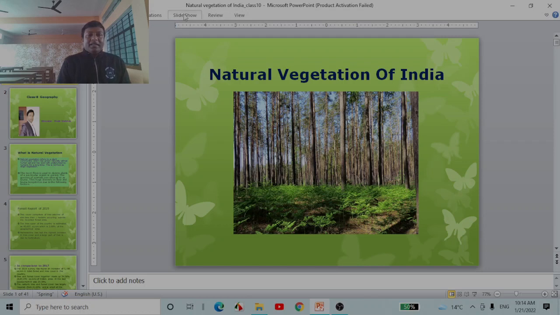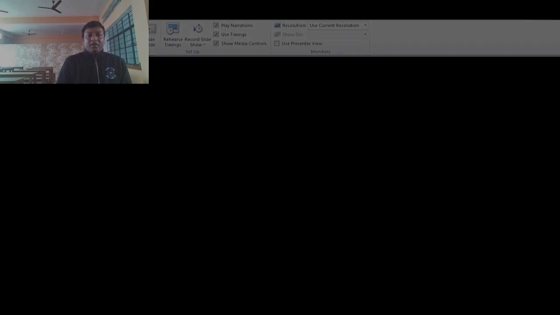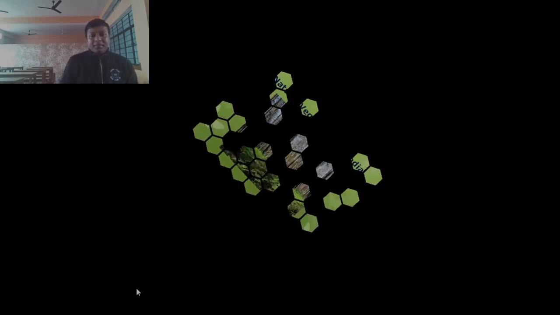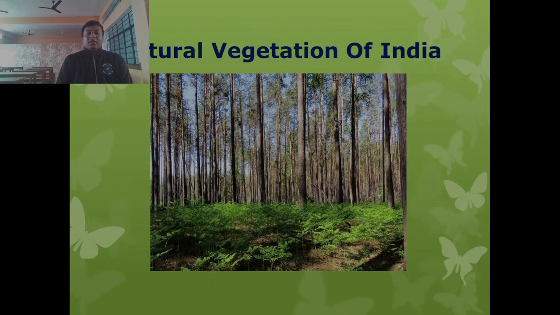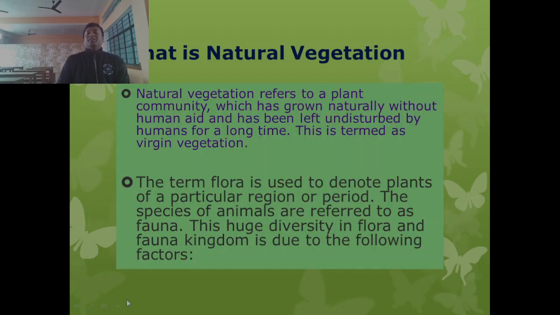Dear students, this is the ninth topic, the ninth chapter of geography, natural vegetation of Bharat, India, which is actually the ninth chapter of your class 8 geography. In this chapter, we are going to discuss our natural vegetation and its classification. After that, we are going to discuss wildlife and their features in our Bharat.